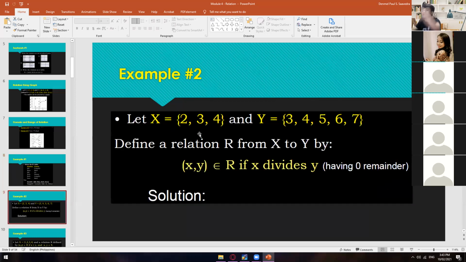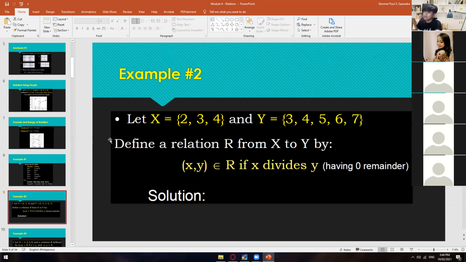And we have another example here, which is set x having the elements 2, 3, 4, and set y having the elements 3, 4, 5, 6, 7. It says here, define a relation R from x to y by xy. Take note, this is your first coordinate or first element, which will come from your set x. Then y is the second one, which will come from your second coordinate or your range. So here's the condition: xy is an element of the relation if x divides y, having a zero remainder.